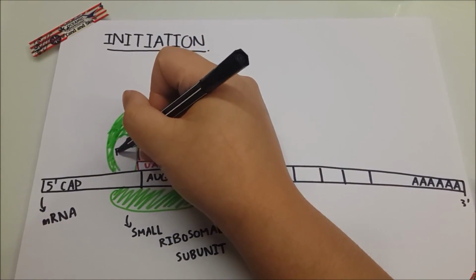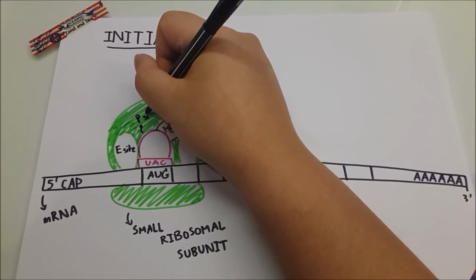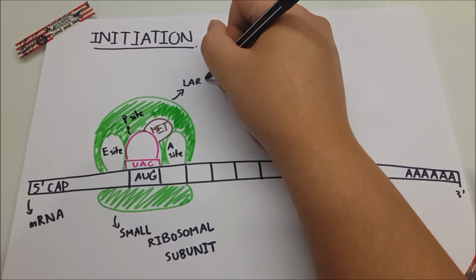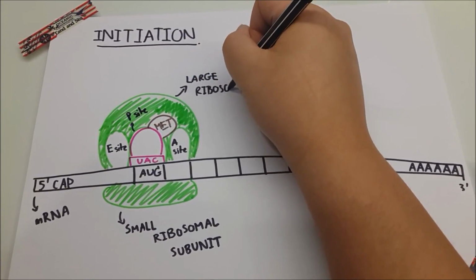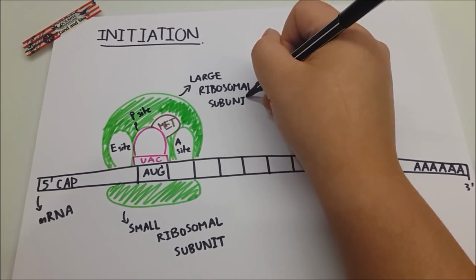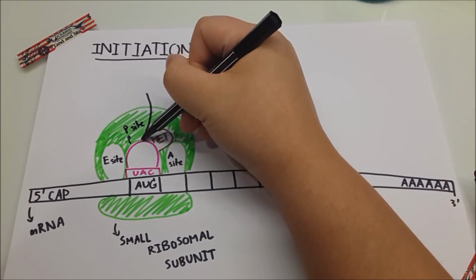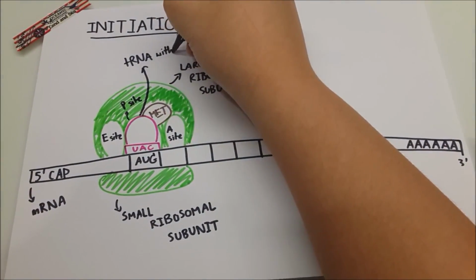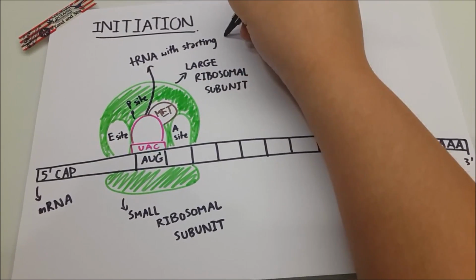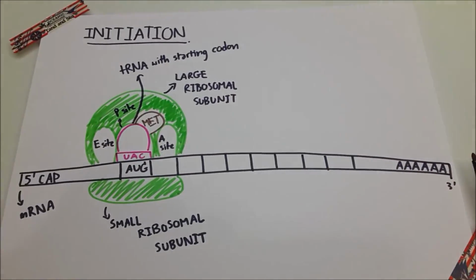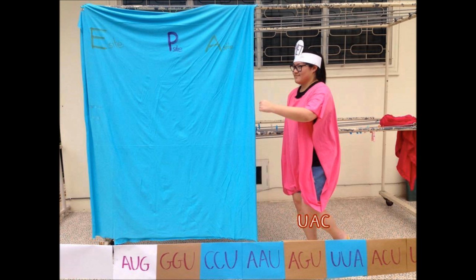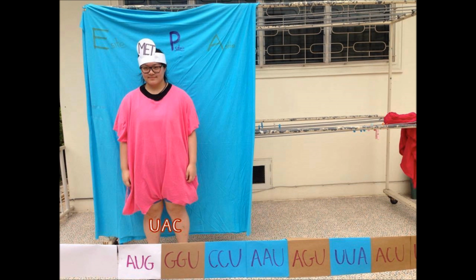There are three sites on the large ribosomal unit. The large ribosomal unit binds to create three sites: peptide, amino acid, and exit site. The first tRNA occupies the P site.